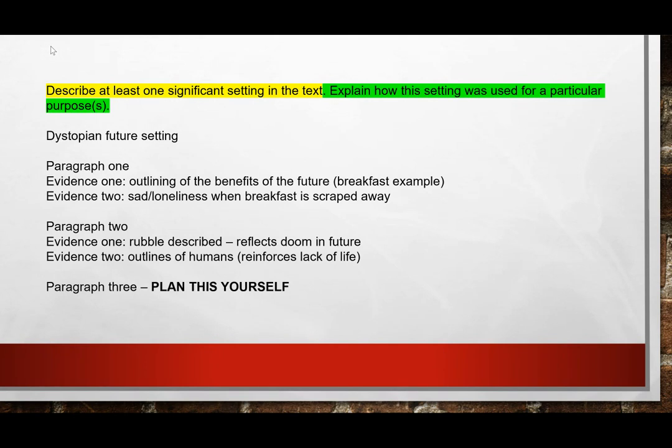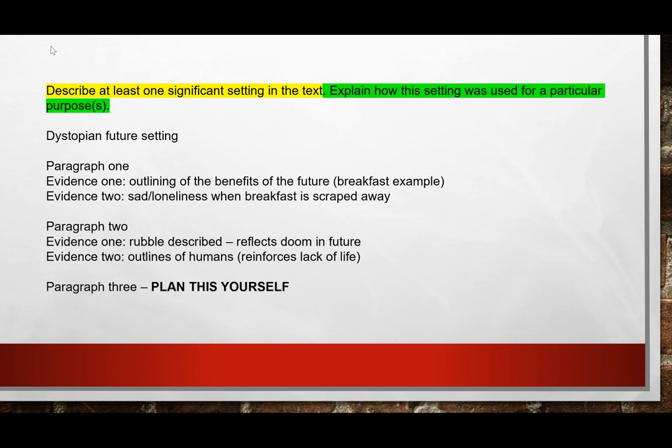Paragraph 2, I would focus on the dystopian future setting as shown through the rubble, and how it shows the doom in this setting, and then the outlines of the humans, which is a couple of lines later, just to look at how there's a lack of life and to paint that picture that the dystopian setting there is being used for the purpose of making the reader reflect on what we're doing wrong in human nature and what we've prioritized.